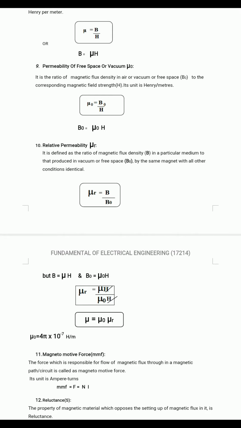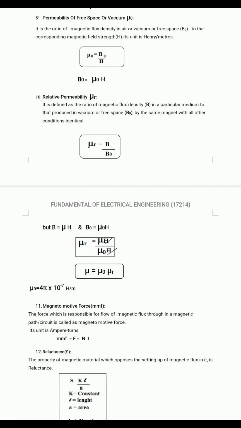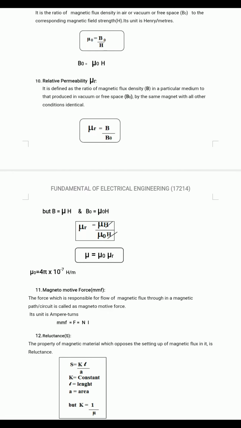So here magnetomotive force is nothing but the MMF, and it is the force which is responsible for the flow of magnetic flux in a magnetic path or circuit. This is the force responsible for the flow of magnetic flux, meaning the fluxes going from the N pole to the S pole. The force required to move these fluxes, the force that is responsible, that force is called a magnetomotive force.